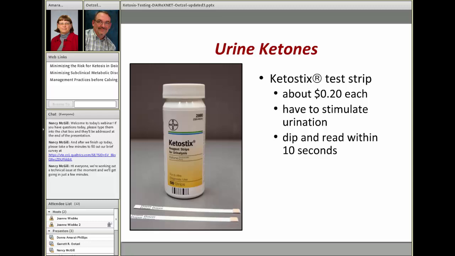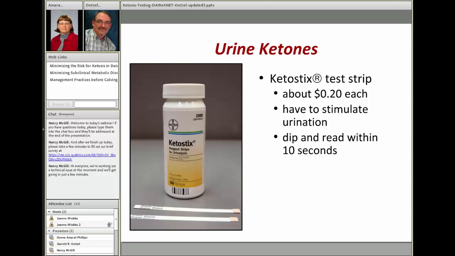We can use a urine test. This is the most common one, the Keto sticks. These are pretty inexpensive, around 20 cents each. We do have to get the urine sample. That's easily the hardest part of this. And in my experience, if you really need a urine sample from that cow in that fresh pen in a reasonable amount of time, you're going to get 40, maybe 60% of them to actually urinate. That's even if you're pretty good at it. If I was doing it, it'd be less than that.